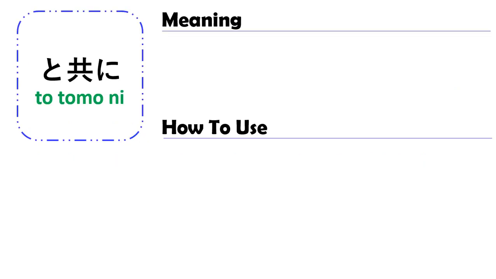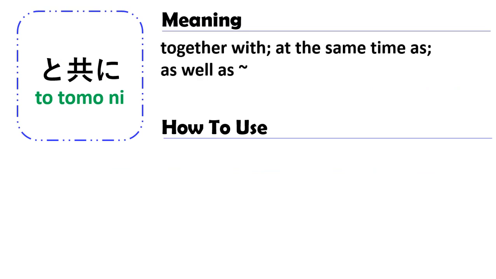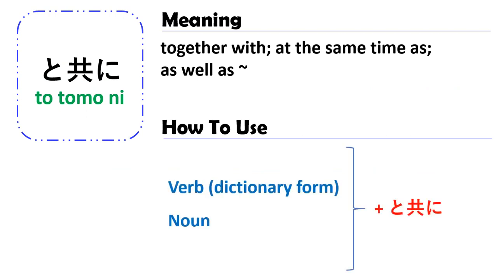Next, we are going to learn about the grammar of ともに. The grammar of ともに has the meaning of together with, at the same time as, or as well as something. In Japanese, when used, the grammar of ともに has the meaning of together with, at the same time as, or as well as.